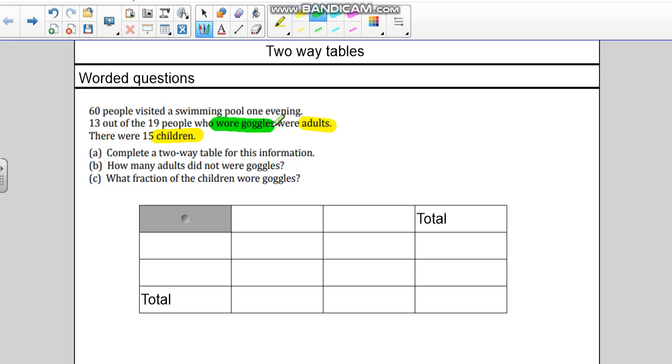The other bit of information: we're told that some people wore goggles. There's only two situations here. Either people wore goggles or they didn't wear goggles. So that's our two pieces of data. But it doesn't say didn't wear goggles in the blurb here. It just says wore goggles. So you've got to work that bit out yourself.